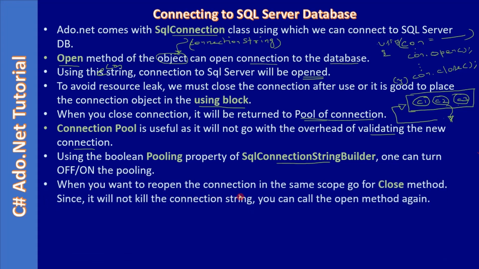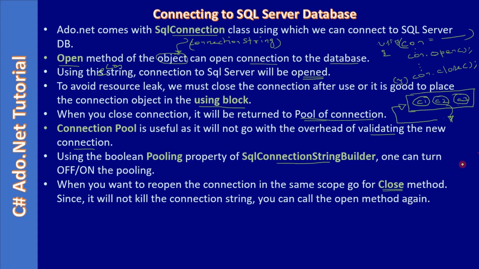When you want to reopen the connection in the same scope, go for the close method. Or let's state that you have some utility class, and in that class you open the connection in the constructor, and you can close the connection in a particular method and reopen it whenever you want. So when you want to reopen the connection in the same scope, go for the close method.